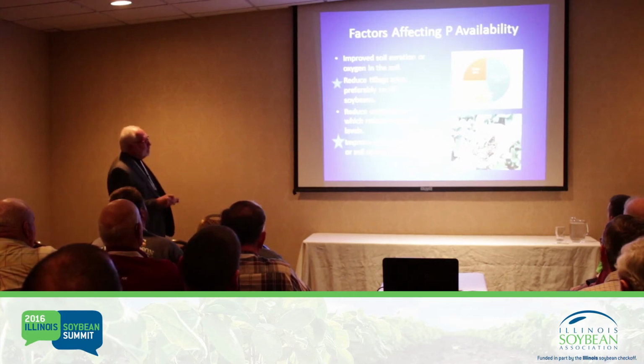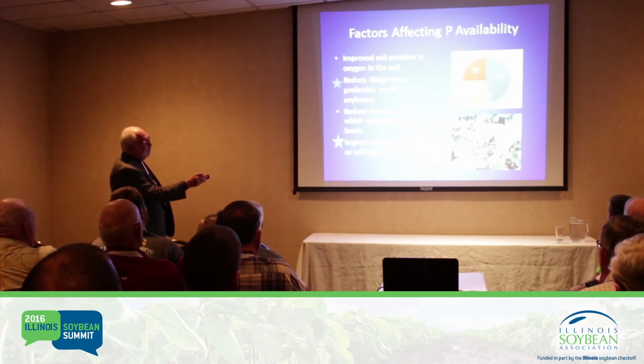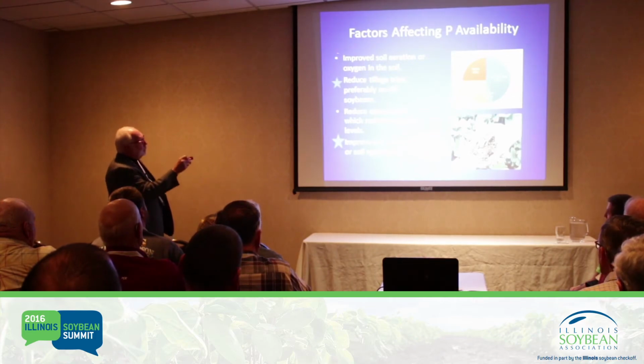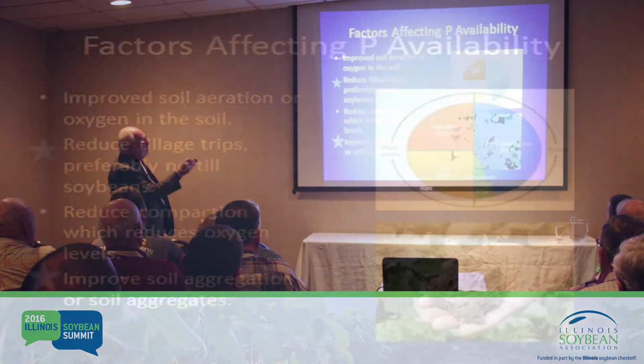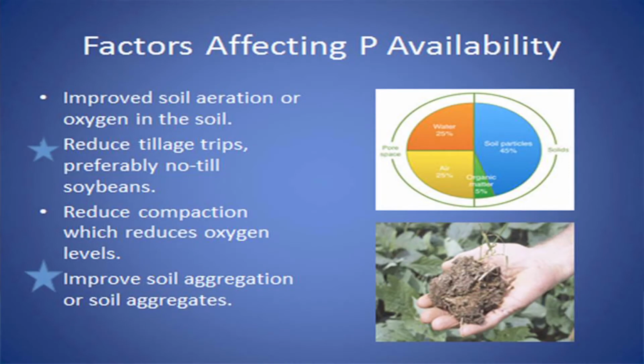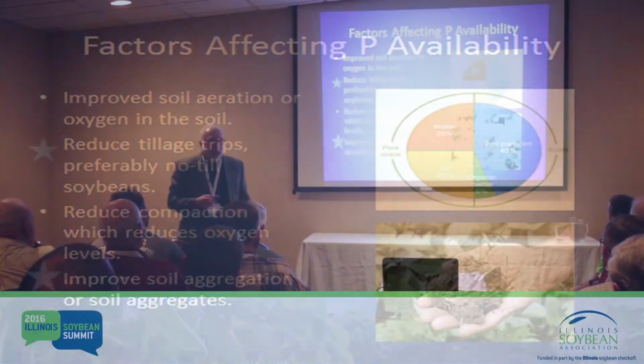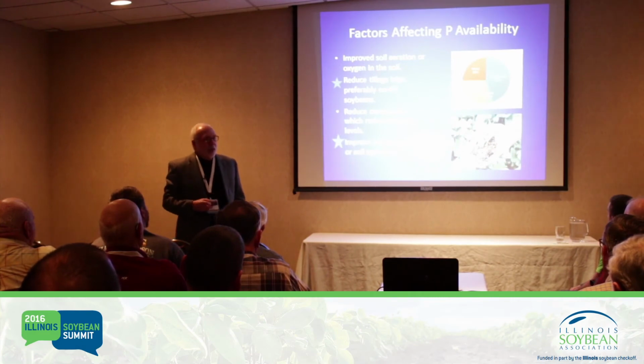Because every time we run a tillage pass, this portion becomes larger, because we break up these pore spaces that hold the water and hold the air. So the way we get closer to making more available is to have more aeration. So anytime we reduce our tillage and go to no-till beans, in this case, we're going to become closer to this perfect soil arrangement. We're going to reduce compaction, because compaction, what? Reduces oxygen level.